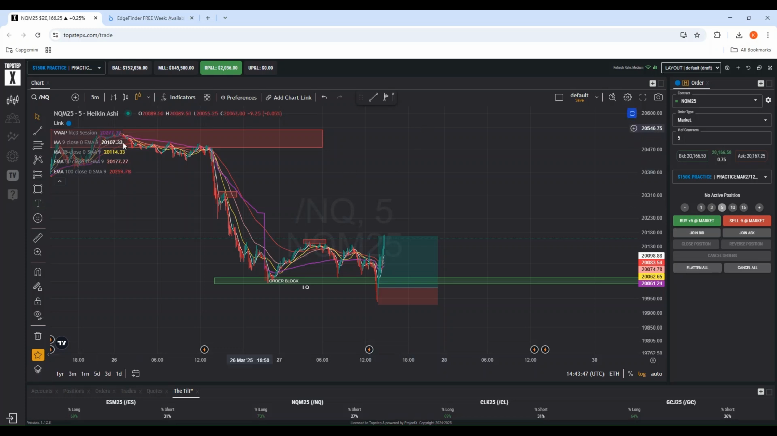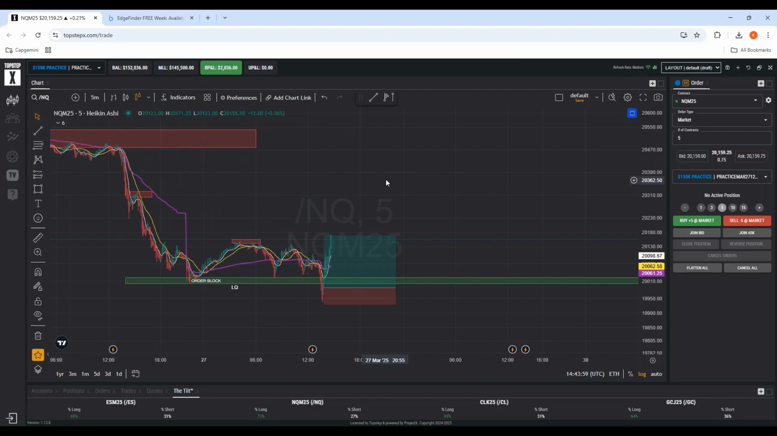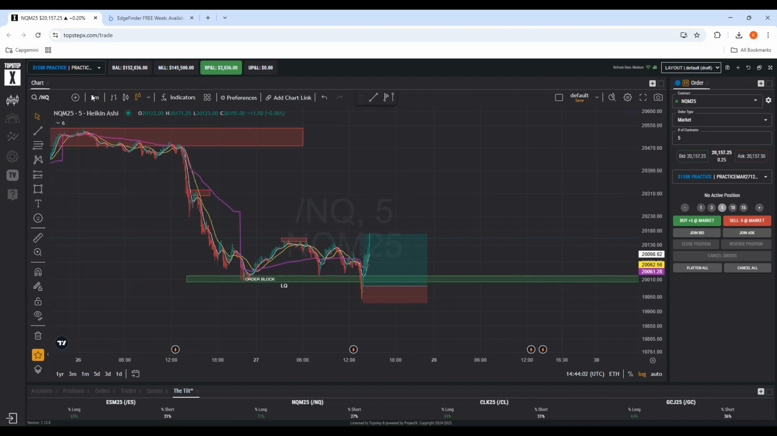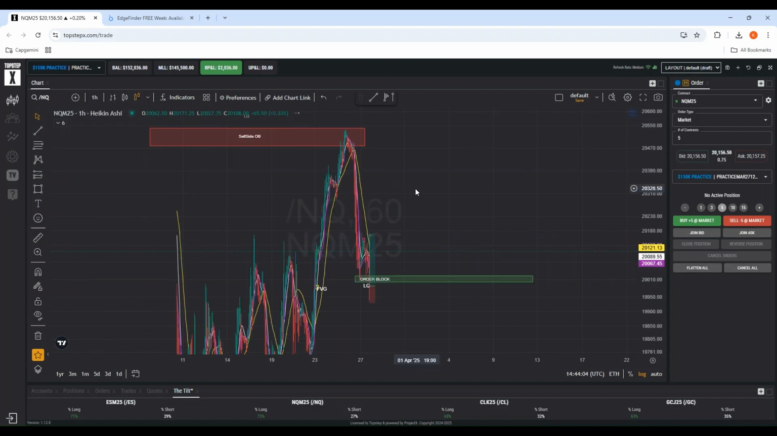Hey guys, so I'm just going to do a breakdown on how I took this trade. Let me just remove some of these EMAs, don't need them for this as it was more of a swing trade. So first of all, when I come in the morning, I mark off my order blocks.